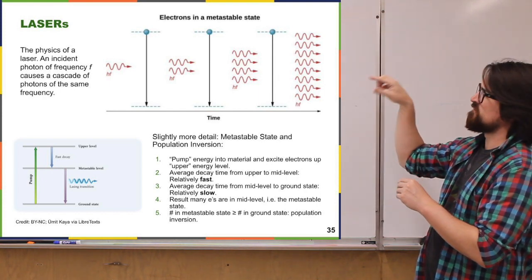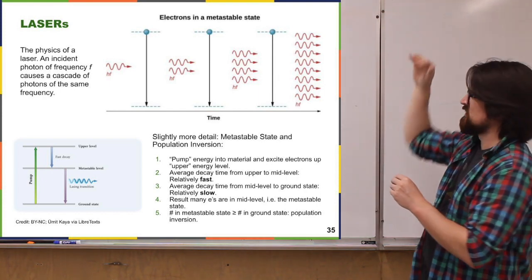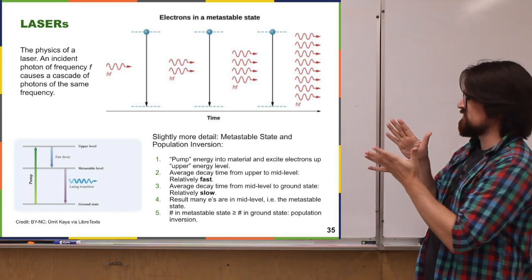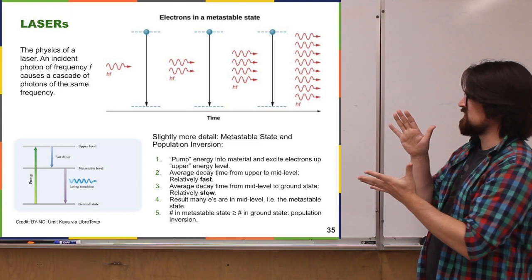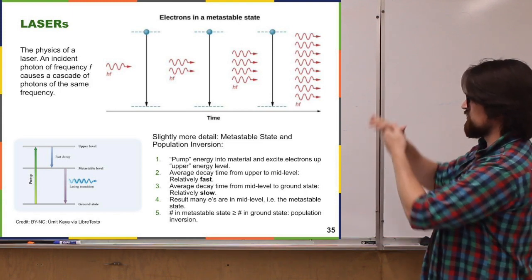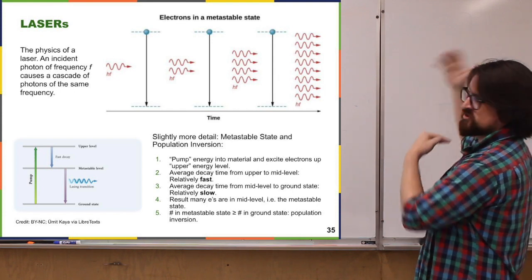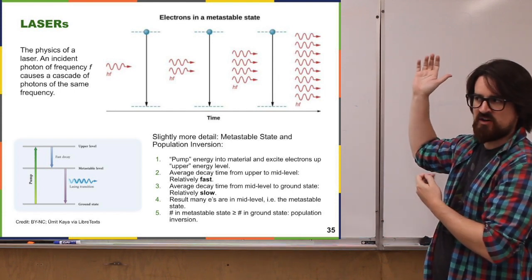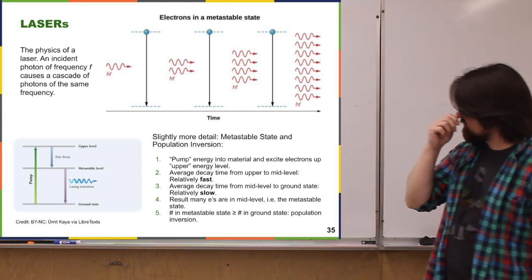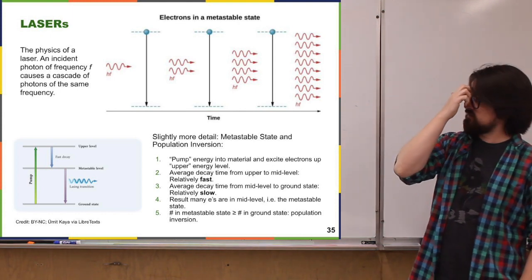As those photons are passing through this gas, they keep stimulating these electrons to drop down and produce all this light that is in phase, and it has the same energy, the same frequency, the same wavelength. So what you get out is a bunch of photons that are coherent, same phase, same frequency. How do you make this metastable state?